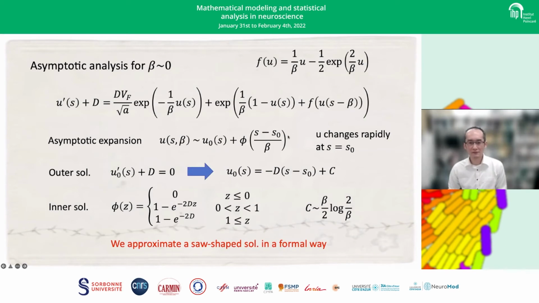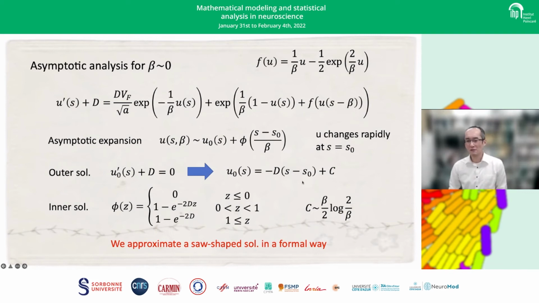I do not have much time to explain it, but we have a formal solution like this one. This is not a rigorous proof, only a formal approximation. The function u can be approximated by the function u0 and phi. u0 is called the outer solution. On the other hand, phi is called the inner solution. These terms are used in the singular perturbation method.